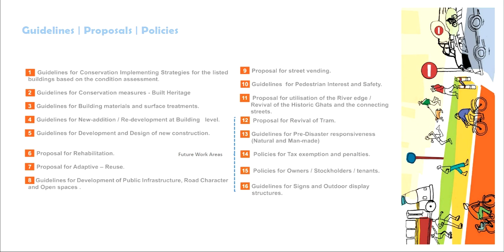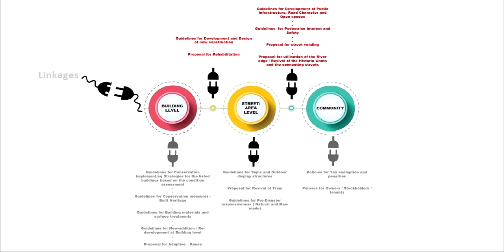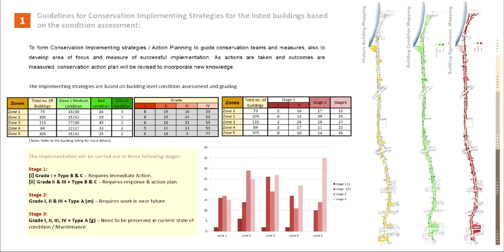The guidelines and policies are proposed at 3 levels: the building level, street or area level and community level, and are interlinked within. Some are active only at a single level and others at an intermediate level that are active in both levels. For example, guidelines for development and redevelopment and new construction have implementation both at building level and street level. Guidelines for conservation implementation strategies for the listed building based on the condition assessment.